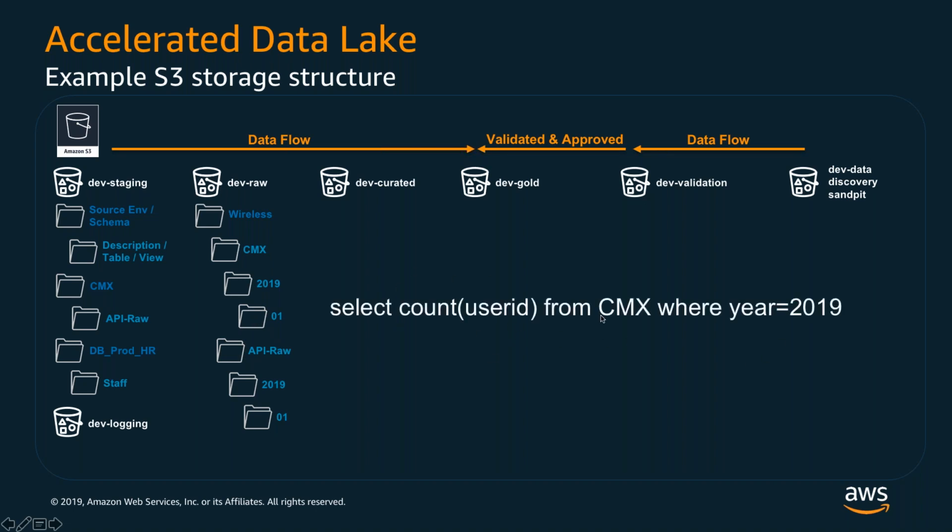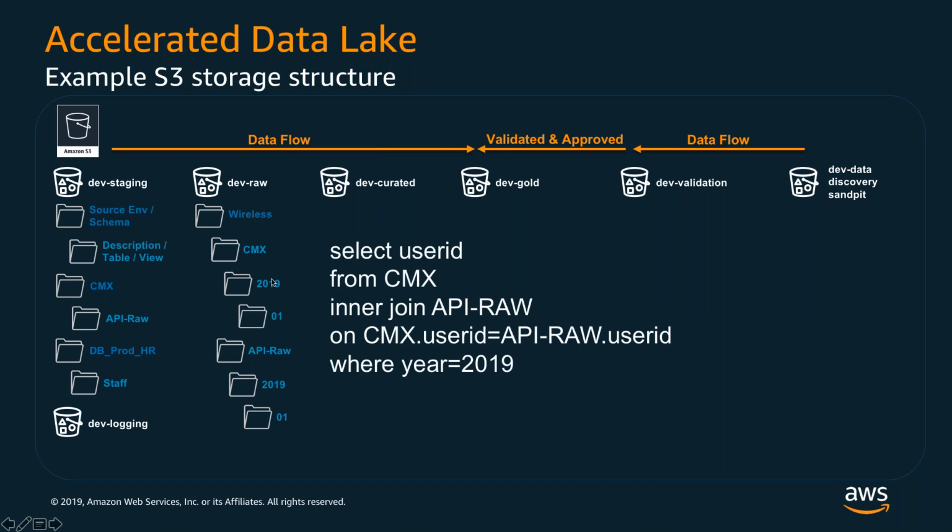Using SQL, the number of users using CMX can be select the count of the user IDs from the CMX folder where the year is 2019. Or we can actually join folders by doing queries like this, where we're saying, let's find who the common users are between CMX data and an API feed for the same year.